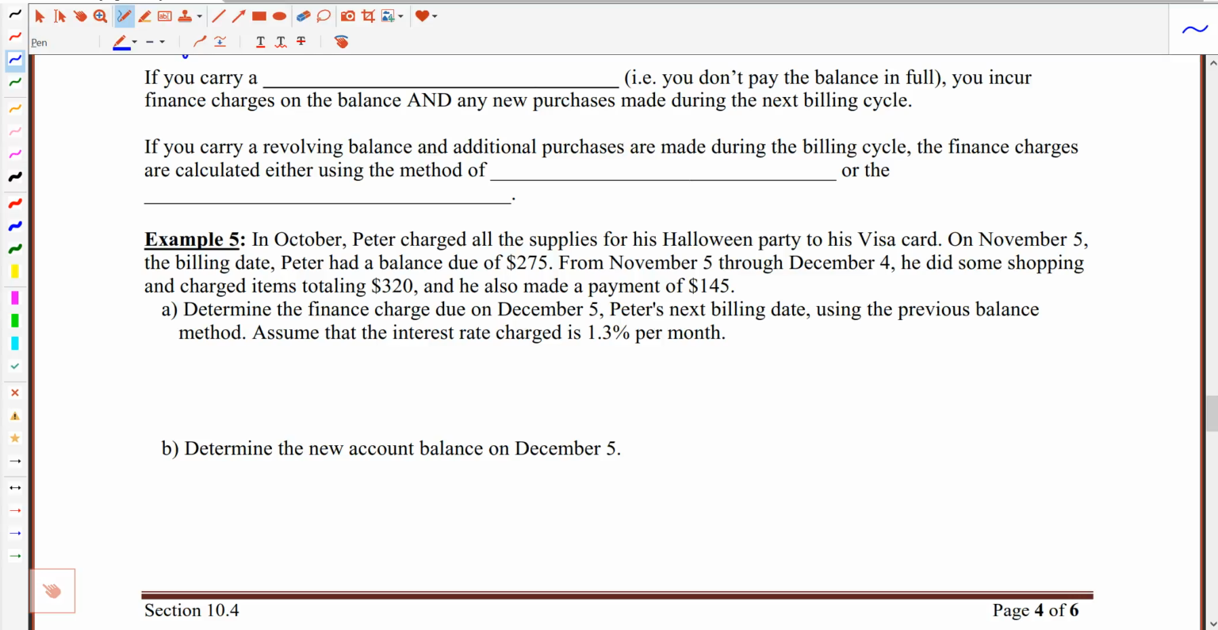Now, if on your credit card you don't pay the balance in full, you're considered to carry a revolving balance. If you're carrying a revolving balance, you will incur finance charges on the balance and on any new purchases made during the next billing cycle. So no longer are any of your purchases interest-free.